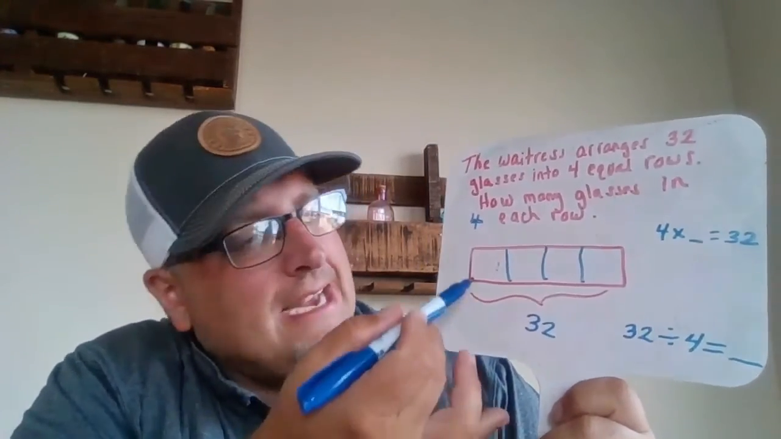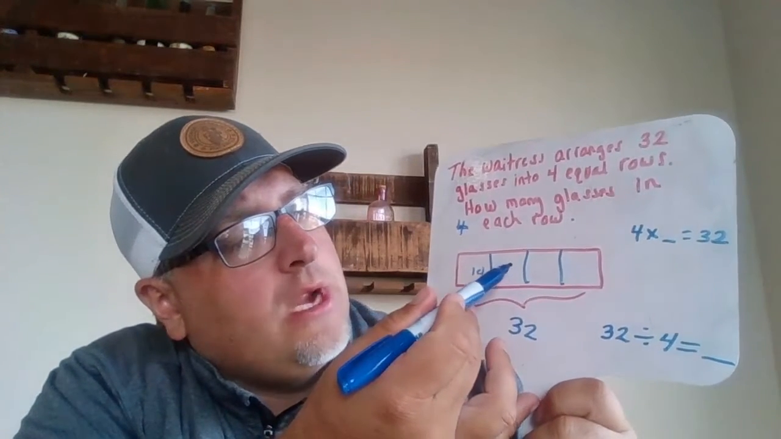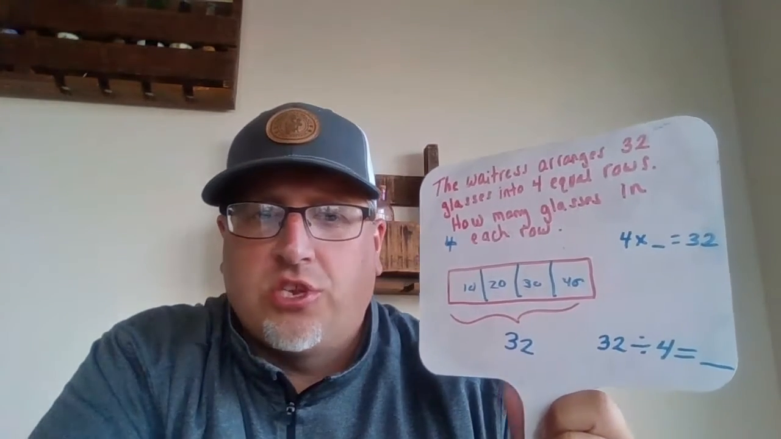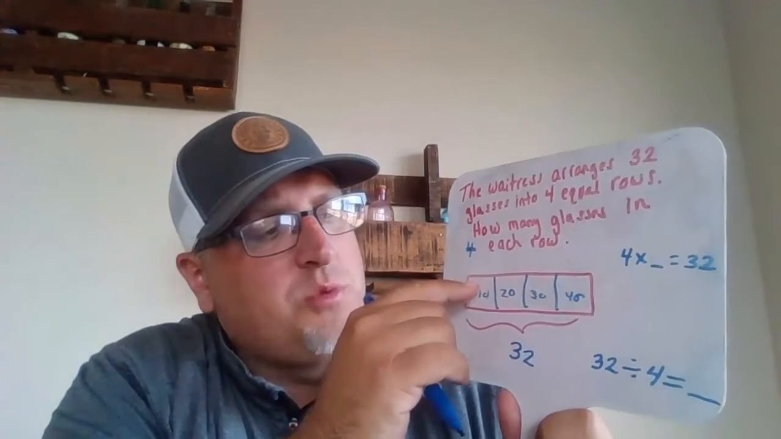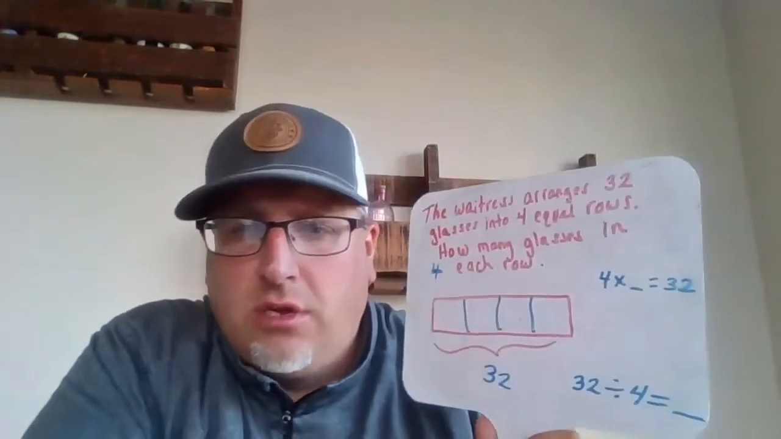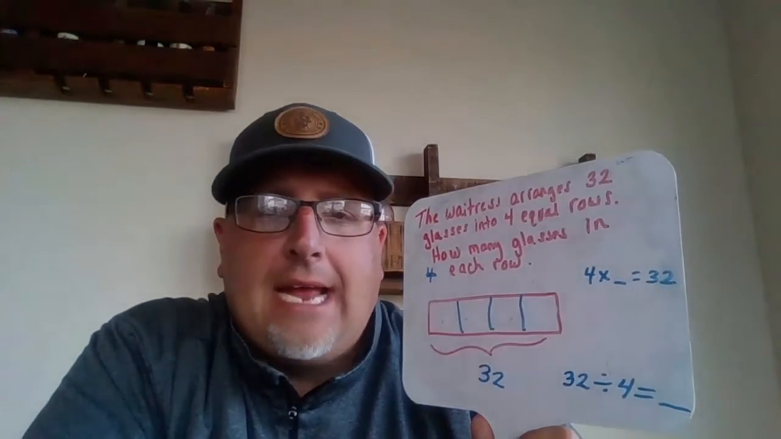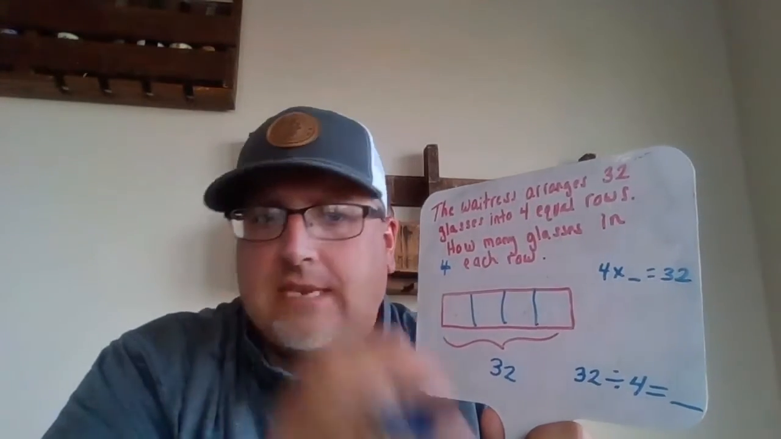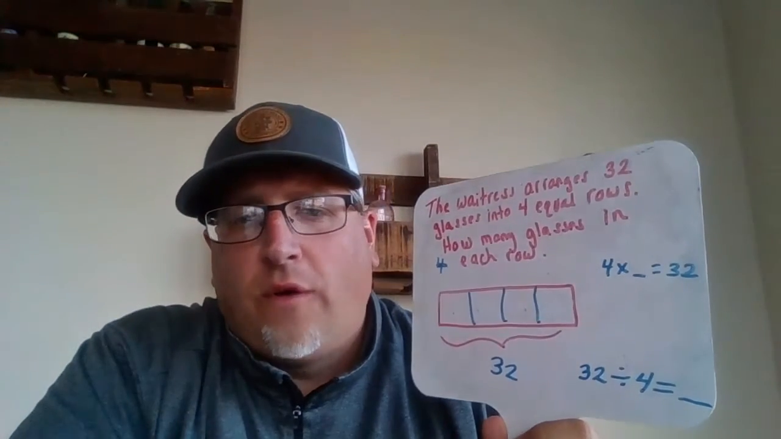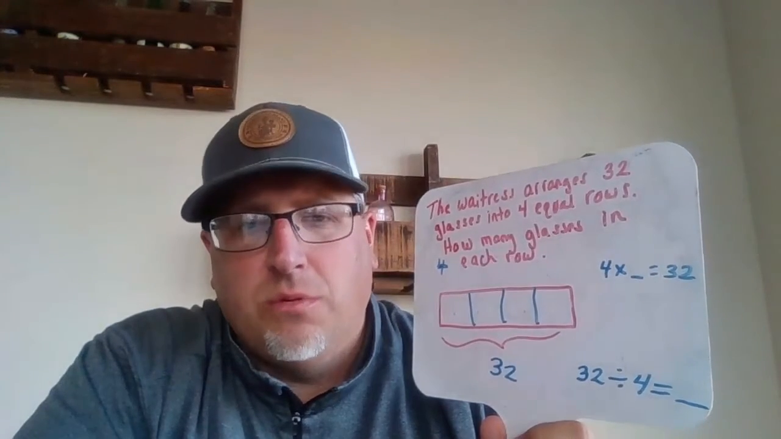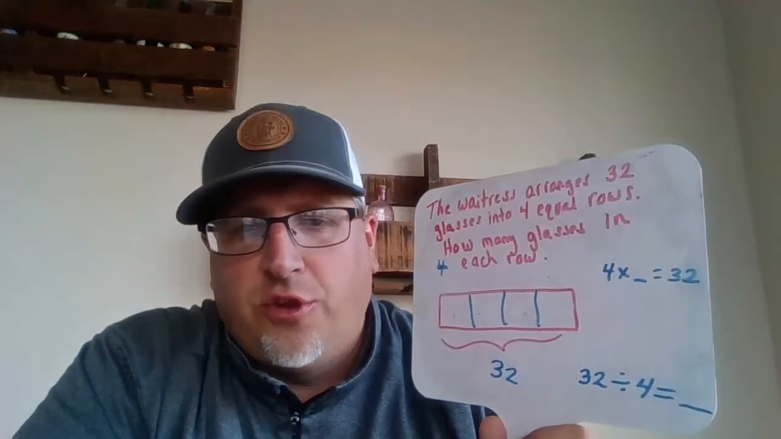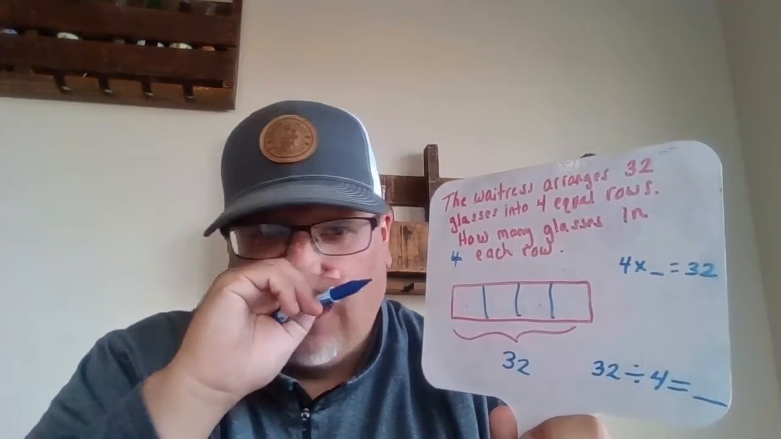Let's try 10. How about we go with 10. So 10, 20, 30, 40. A little bit closer, but 40, that's too much. We want 32. So we know 10 is too much, and we know that 2 is too little. So we know it's between 2 and 10. We could keep working out different numbers here. But if we think back to 4 times something equals 32, we think about our math factors there. What could that answer be?